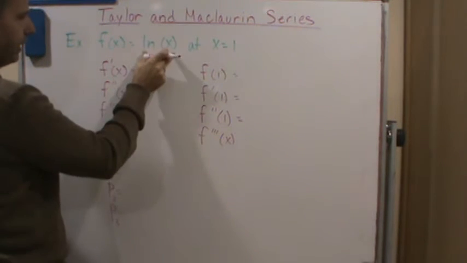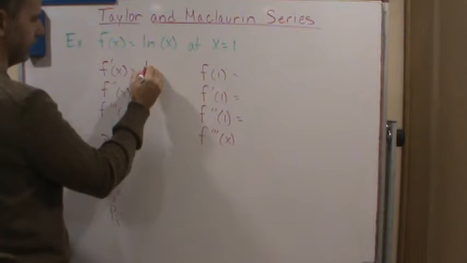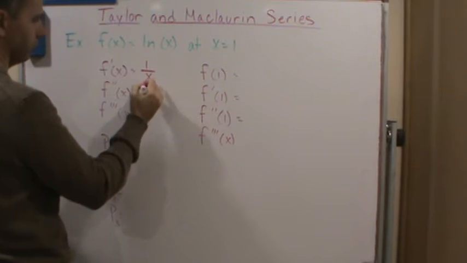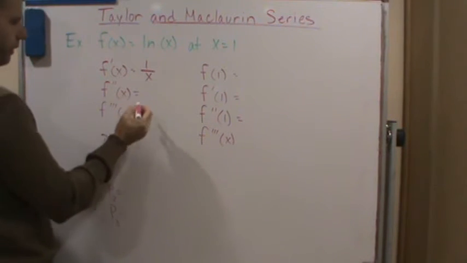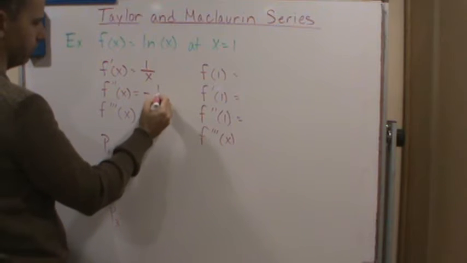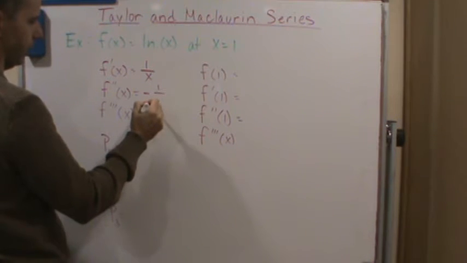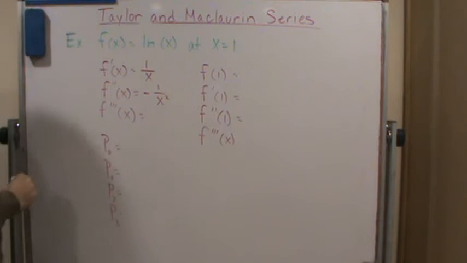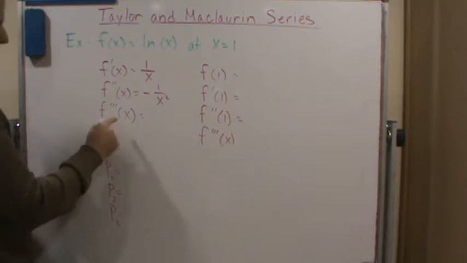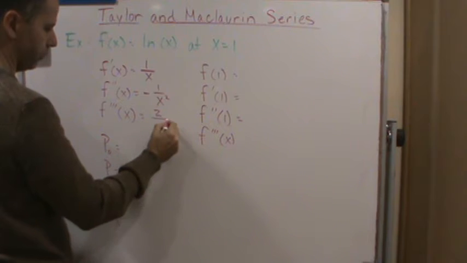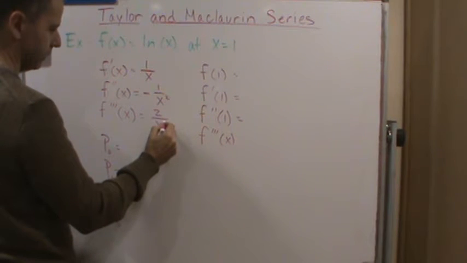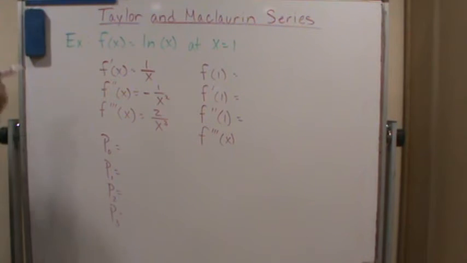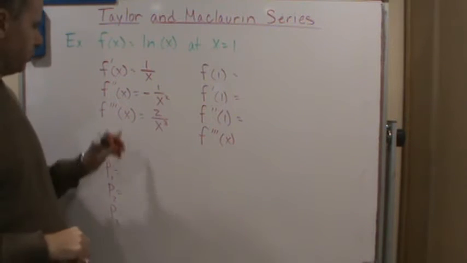The derivative of the natural log of x is 1 over x. And then the second derivative is going to be negative 1 over x squared. And then the third derivative is going to be 2 over x cubed. Okay?